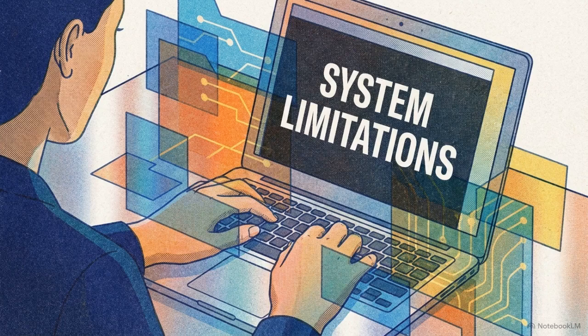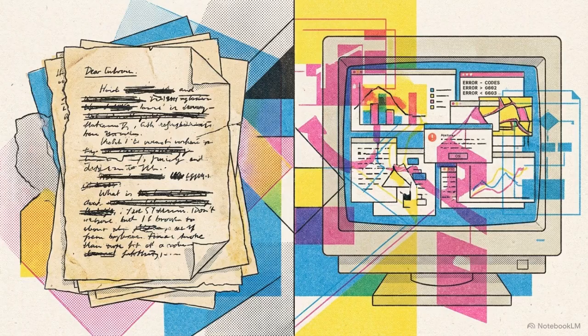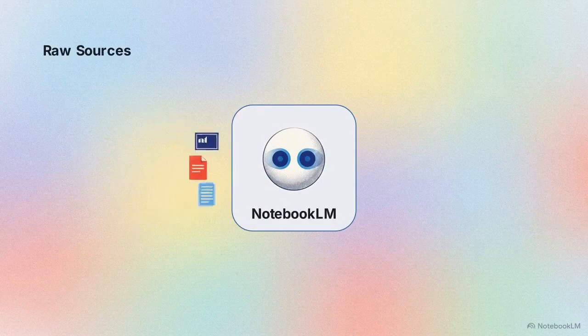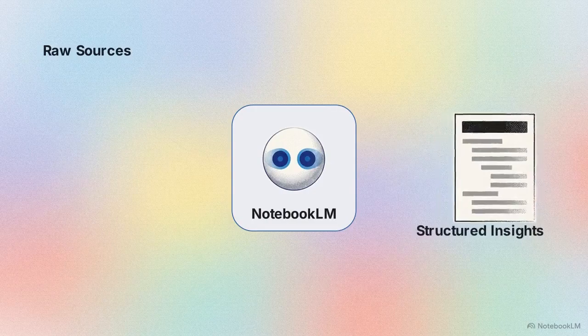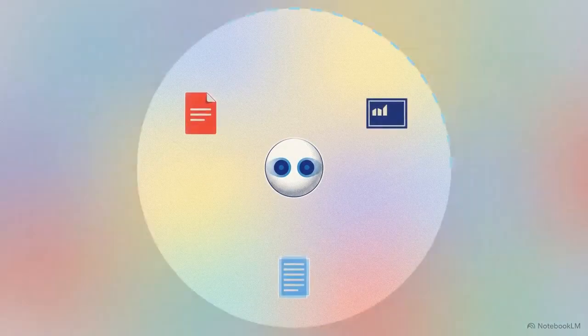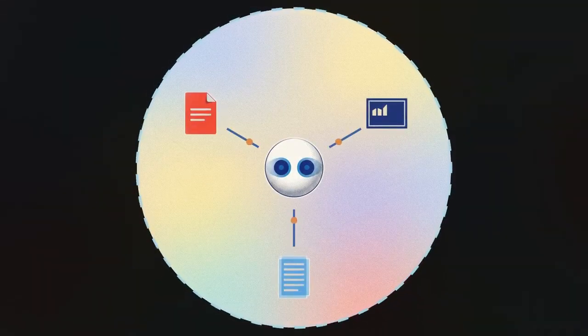Before we go any further, you must understand the primary limitation of this system: garbage in, garbage out. The intelligence of your notebook is strictly bottlenecked by the quality of the documents you provide. Notebook LM is not a standard chatbot. It cannot search the open web for answers. It operates entirely within a closed loop, drawing information exclusively from the source materials you just uploaded.